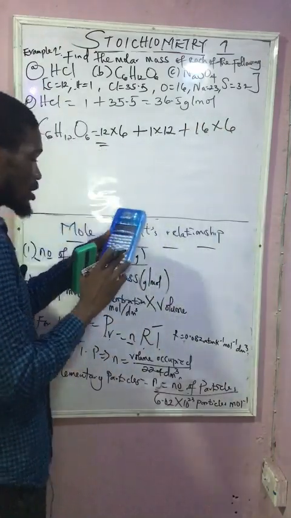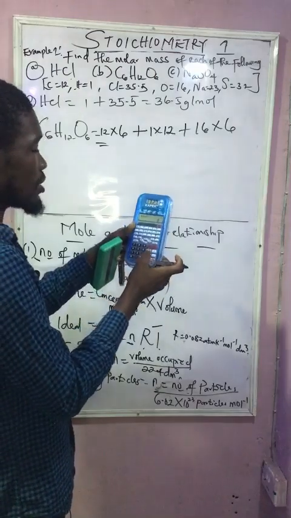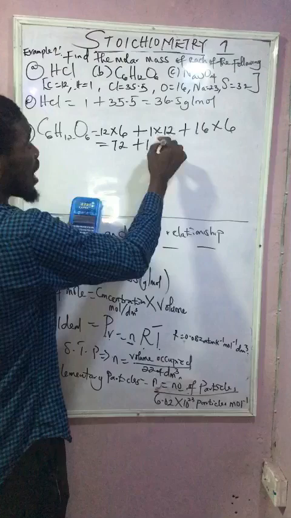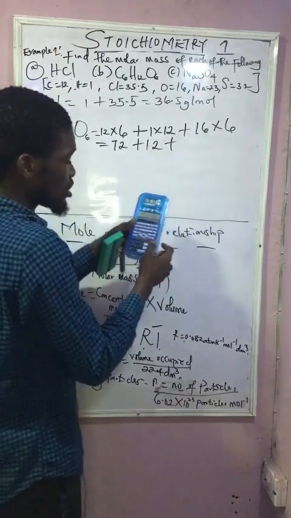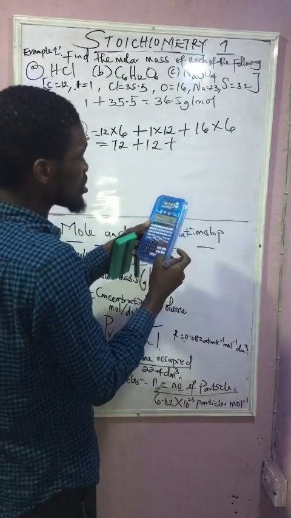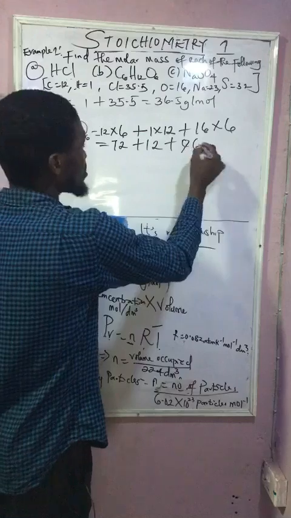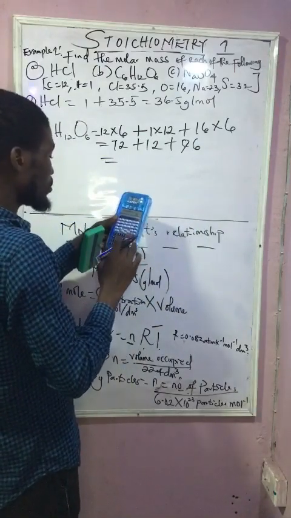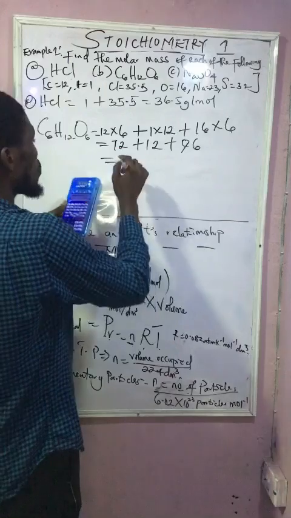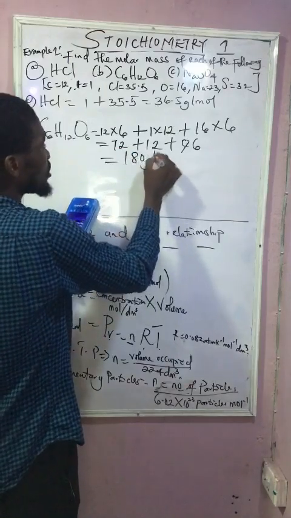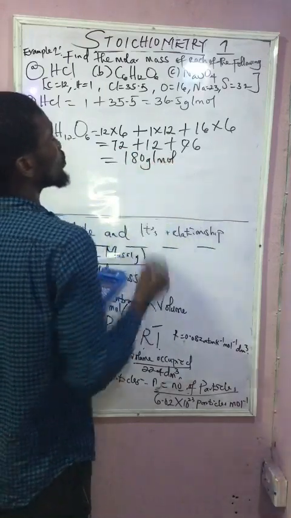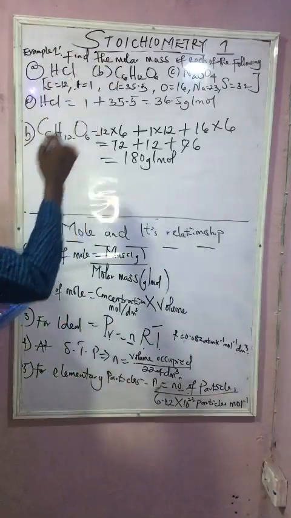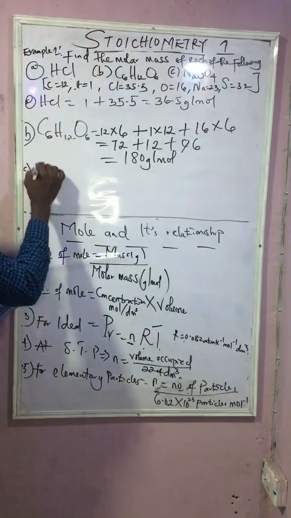So we can say we have 12 times 6, which is 72, plus 1 times 12, which is 12, plus 16 times 6, which is 96. Let's add up everything. We have 180 gram per mole. Don't forget to always add your unit.